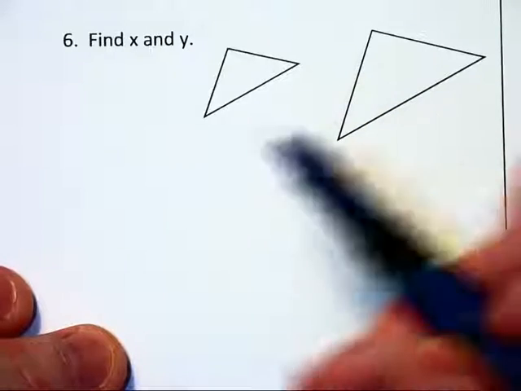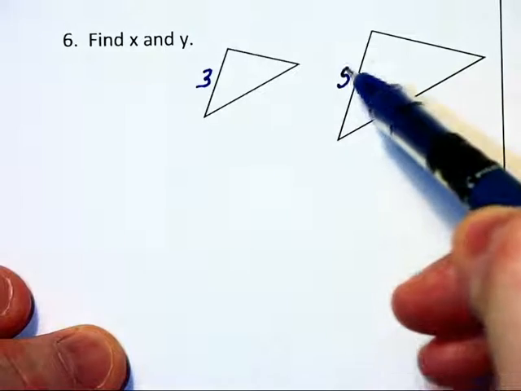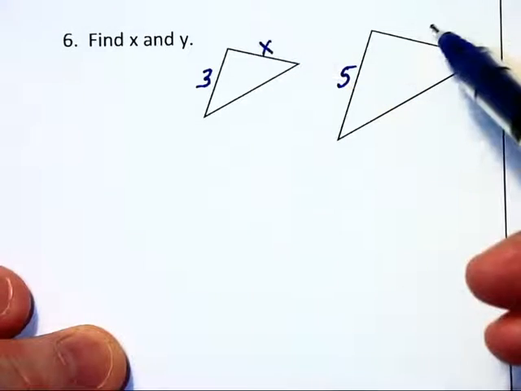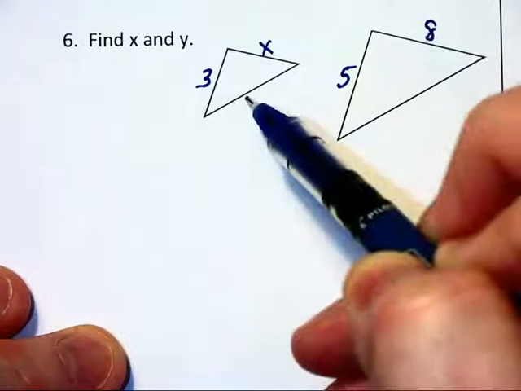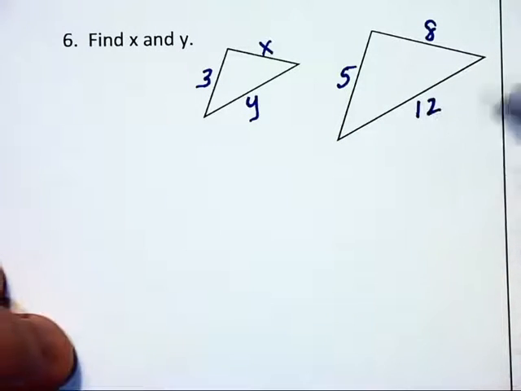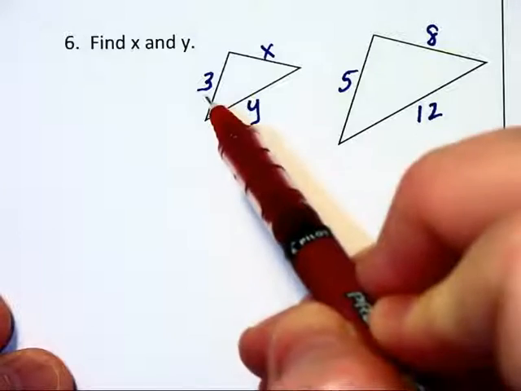Let me make up some numbers for this next problem. I'm going to go with 3 and 5 corresponding with each other, x and 8, y and 12. Now, I specifically made some numbers that are going to give us a little bit of a mess here, but let's start with our correspondences that we do know.